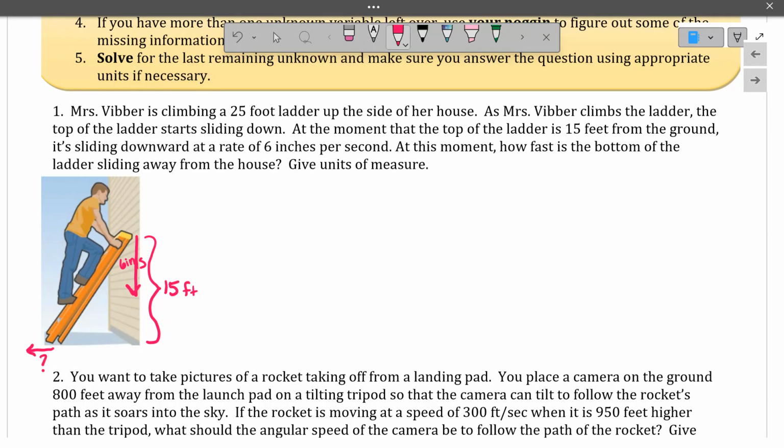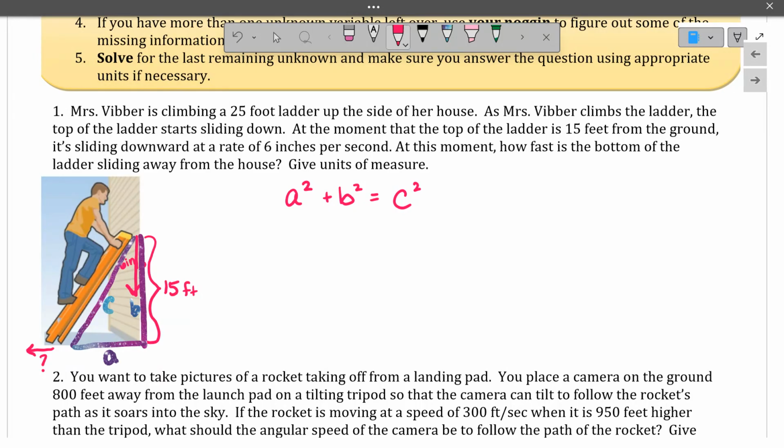Okay, well, let's do it. Your first instinct might be, well, if it's sliding down at 6 inches per second, isn't it going out at 6 inches per second? And the answer is no. No, it's not. Because the height and the width of a ladder leaning up against a house is not a linear relationship. It is a Pythagorean relationship, better known as a squared plus b squared equals c squared. So we're going to start with geometry right now and say, okay, the lengths of the sides of a right triangle have the relationship that a squared plus b squared equals c squared. So there's a and b and c.